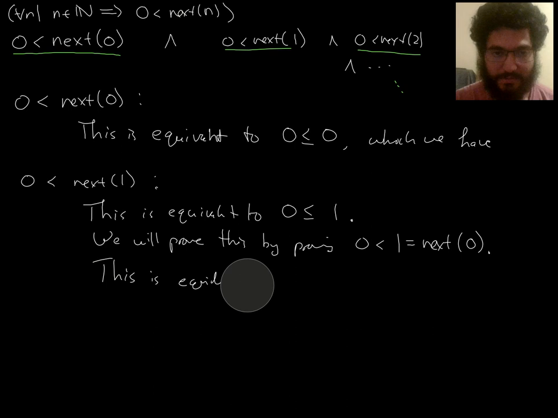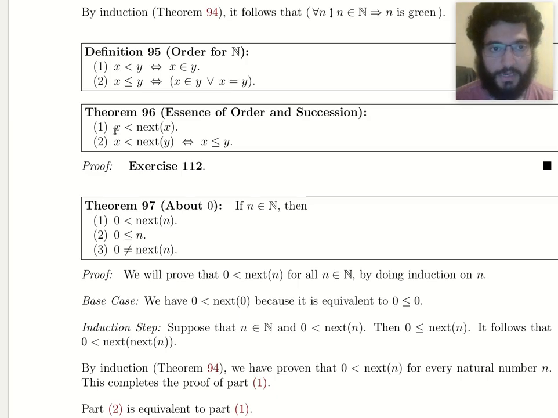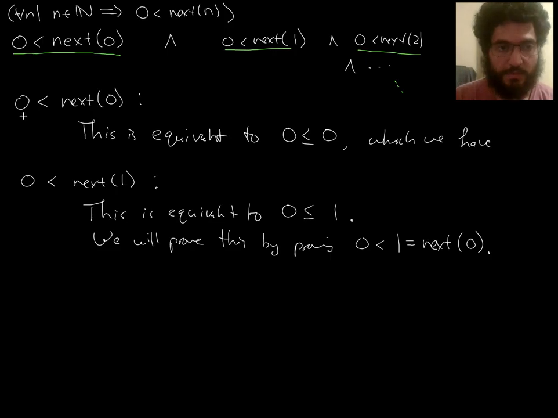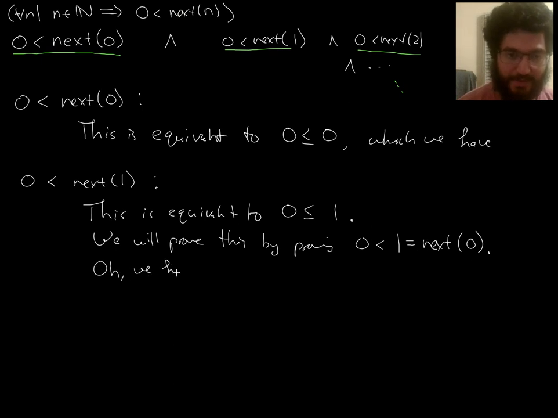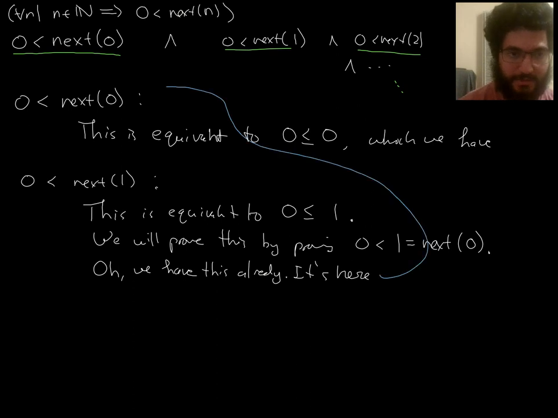Oh, actually, you know what? We've already got 0 less than next 0. There are a couple of reasons we have it. One reason is right here. Things are always less than the next of themselves. But another reason is written right here. We already proved it. It was one of the previous things. So this is 0 less than next 0. We have this already. It's here. Let me make that a different color. It's over here.